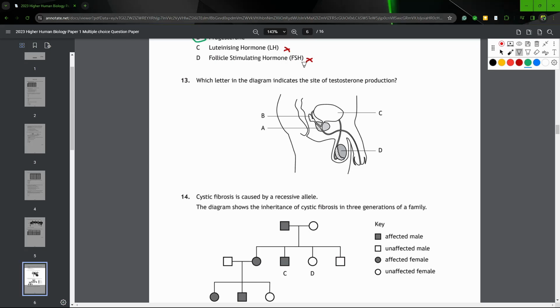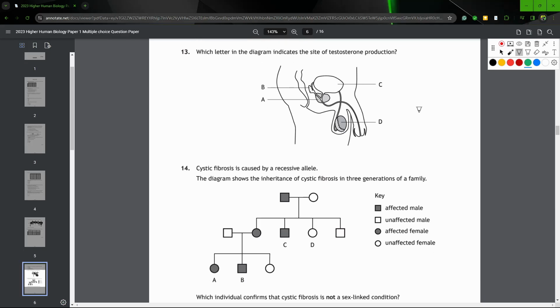Right, we're on to 13. Which letter in the diagram indicates the site of testosterone production? Right, well, this should be fairly easy enough. I'm going to try and name all the organs, but C, I believe, is the bladder. And we all know what the bladder does. There's no way it's the site of testosterone production, is it?